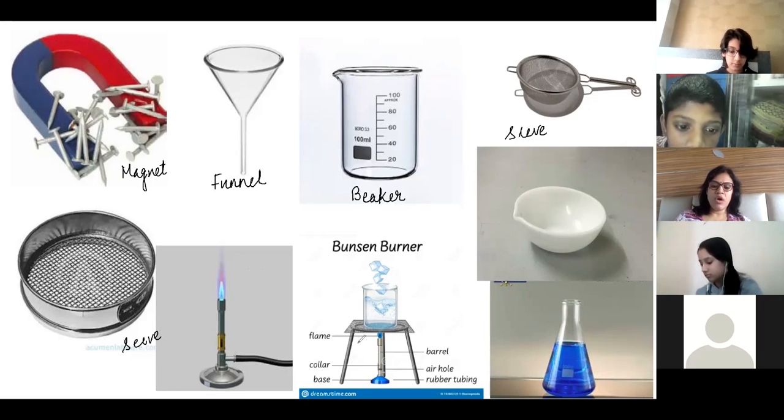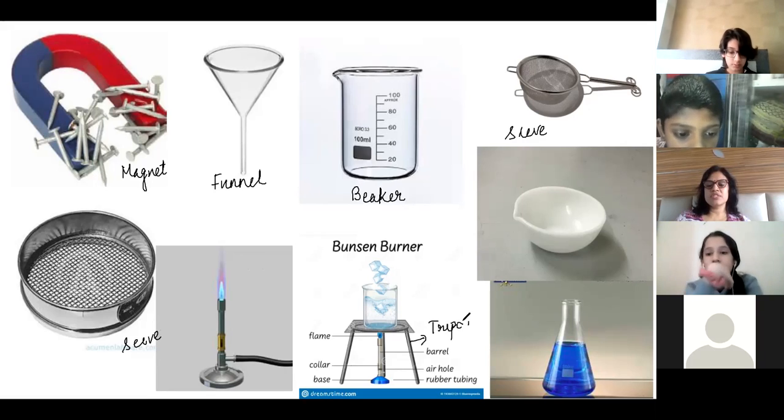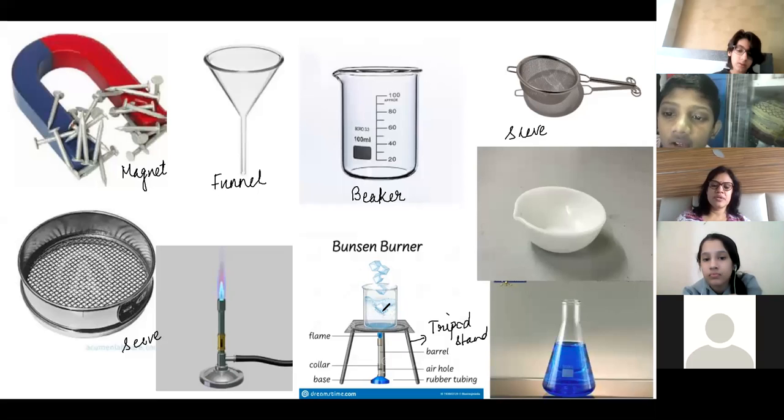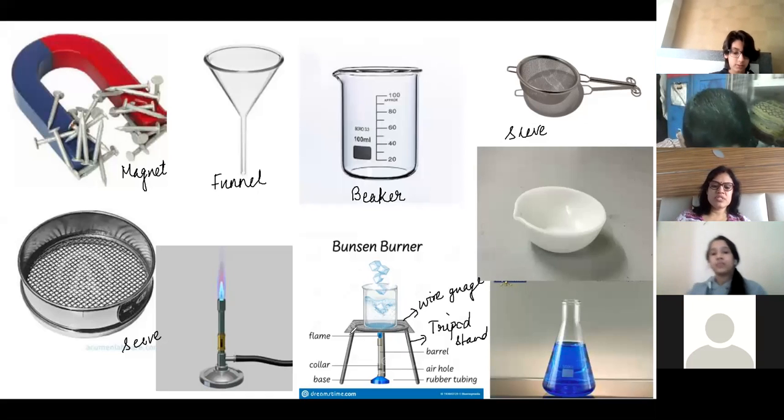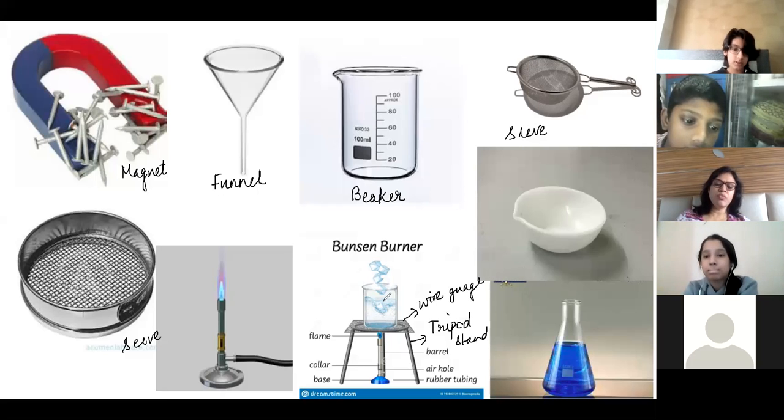How do we use it? This is called a tripod stand. Because it has got 3 legs, this is called a tripod stand. You can see it is in the shape of a triangle. Then this is called a wire gauze or wire mesh. This is a small rectangular type of thing because you cannot put it directly.